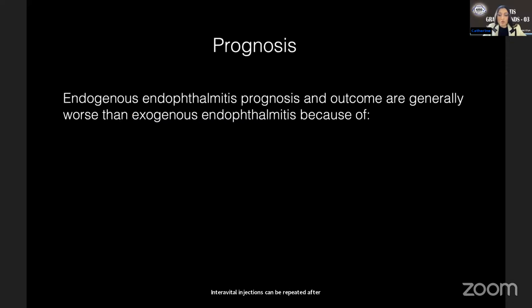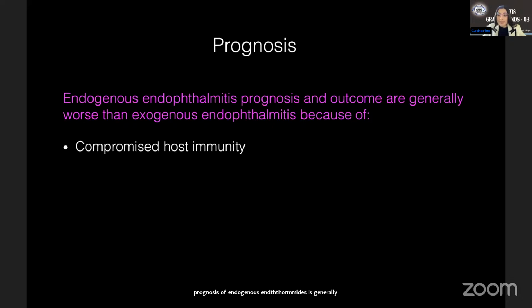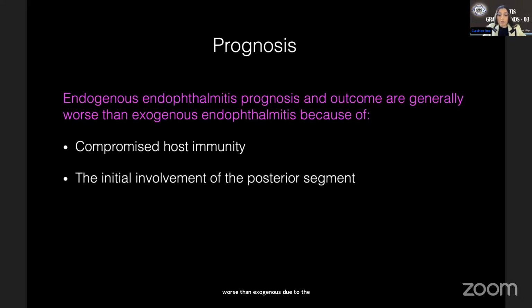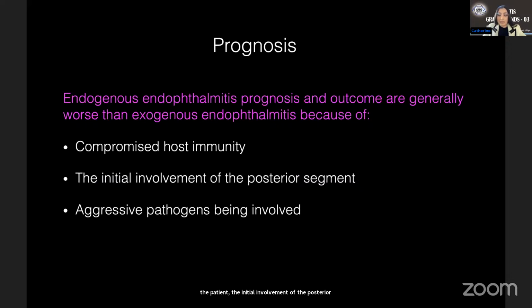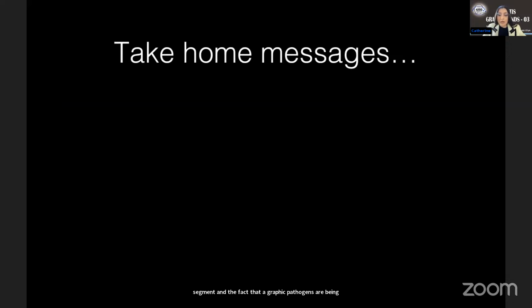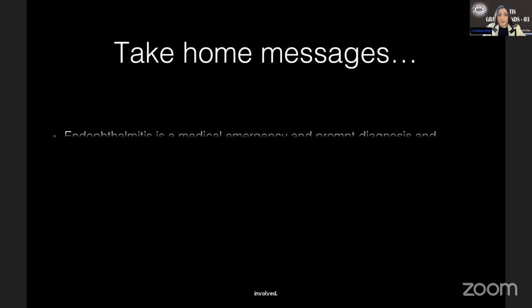The prognosis of endogenous endophthalmitis is generally worse than exogenous due to the compromised immunity of the patient, the initial involvement of the posterior segment, and the fact that aggressive pathogens are being involved. Here are some take-home messages to highlight some points.